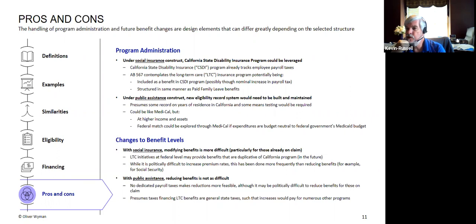Another set of issues relates to benefit levels. With social insurance, modifying benefits is more difficult, especially for those people who are already on claim. This may become a consideration if the long-term care initiatives at the federal level provide benefits that are duplicative of California program LTC benefits. That's not a problem with public assistance since there can be changes in those benefits just made as a matter of law. While it's politically difficult to increase premium rates, this has been done more frequently for social insurance than reducing benefits.